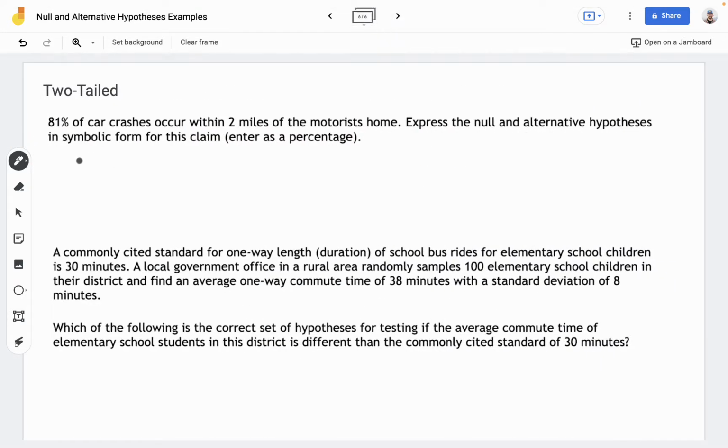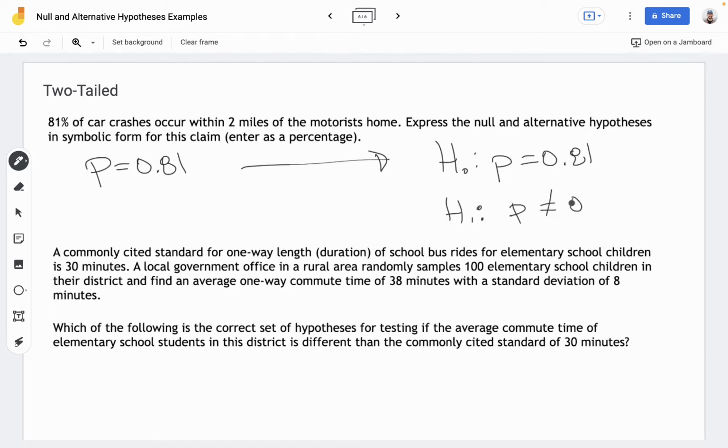So in the first one here, we have 81% of car crashes. That's P equals 0.81. Because that has an equal sign, that's going to be my null hypothesis. Because I don't have any direction at all to go by, all I can do is use a not equal sign. That's what we have for a two-tailed test.